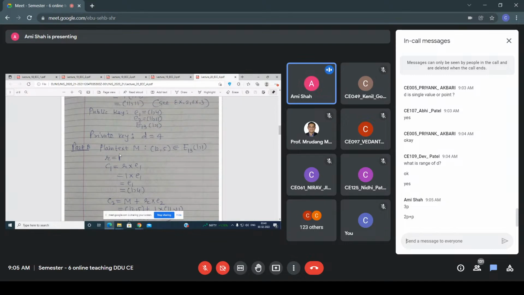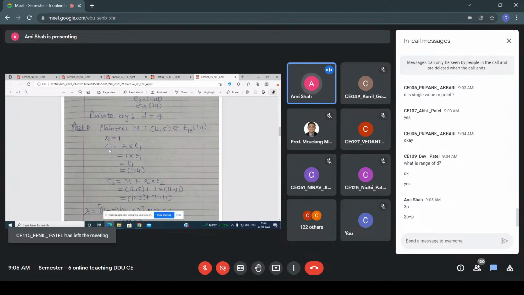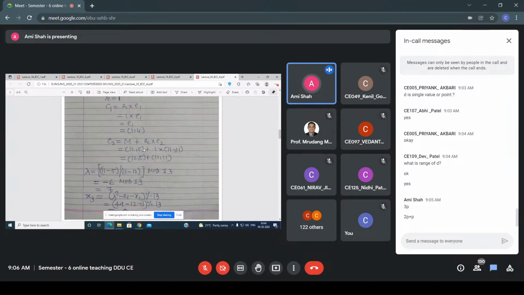Now randomly you have to select any value. See, I will explain it so you can understand the implementation. Now, how to generate the ciphertext? C1 equals R into E1, as all of you know. Let's say I have taken R as 1 into the point E1, so I am getting C1 as 1 4. And C2 equals M, which is a point, plus 1 multiplied with this point.